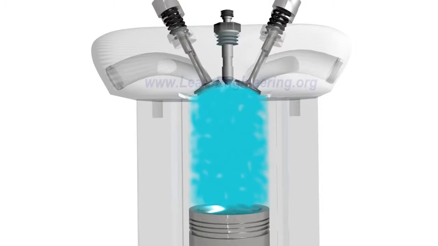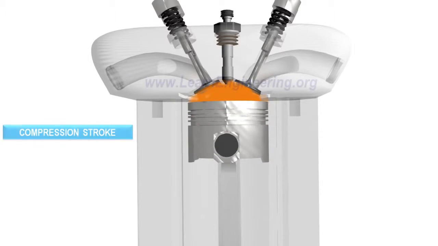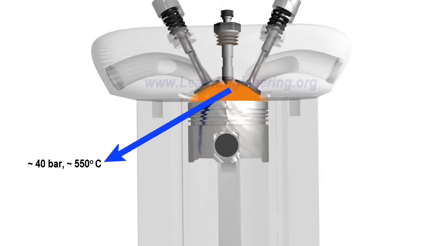During the return stroke, inlet and exhaust valves are closed, and the air inside the cylinder gets compressed. During the compression stroke, the piston does work on the air, so the temperature and pressure of the air will rise to a level which is higher than the self-ignition value of the diesel.